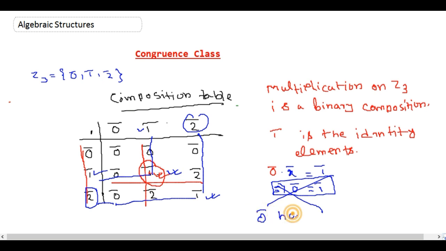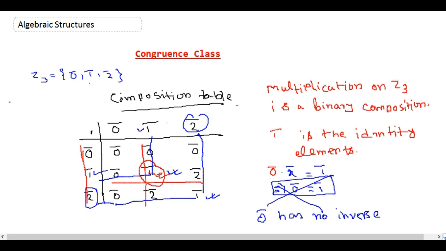So 0 bar has no inverse because we cannot find any element which, multiplied with 0 bar, gives 1 bar. So we found an element in the set Z3, which is 0 bar, that has no inverse. Because we found one element with no inverse, multiplication on the set Z3 does not form a group, because to form a group, each element must have an inverse.